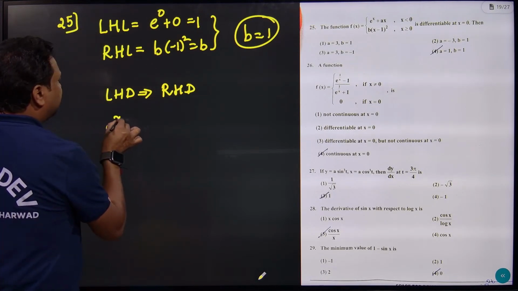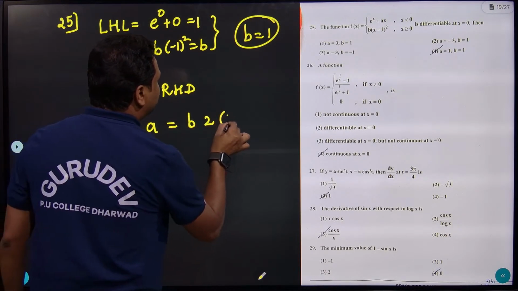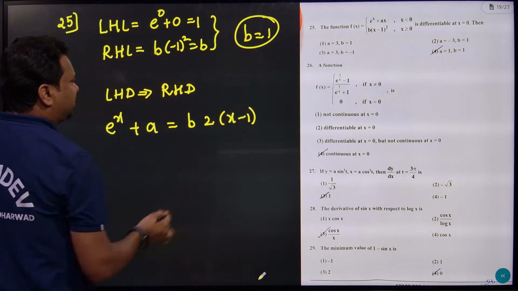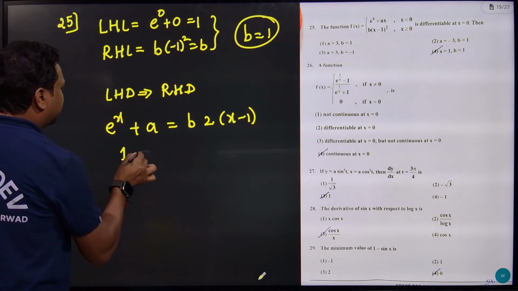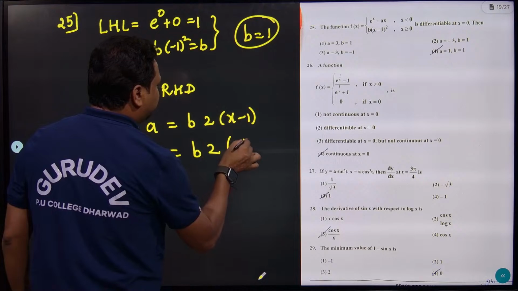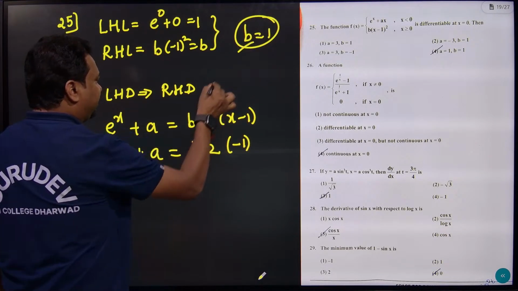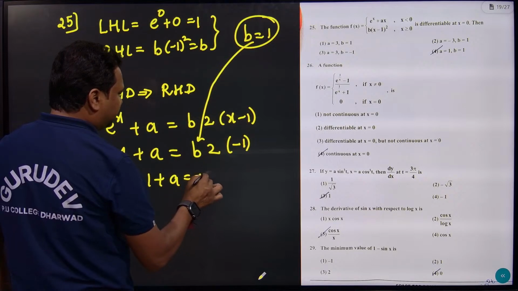Do the differentiation. e to the power x plus a must be equal to b into 2 times of x minus 1. Put x equal to 0. x equal to 0 gives 1 plus a. Keep b as it is, keep 2 as it is. Where x is, put 0, it becomes minus 1. 1 plus a. b you have already proved to be 1. So total together, what is it? -2.